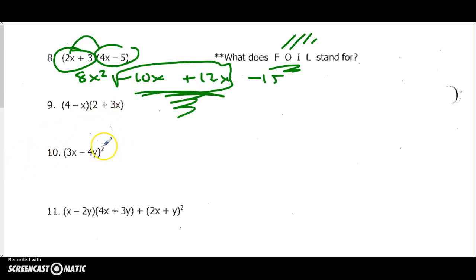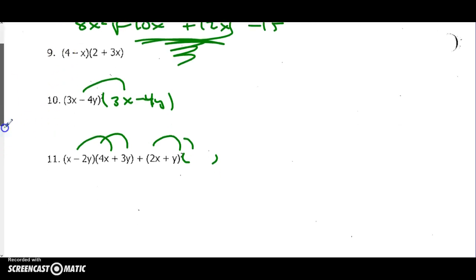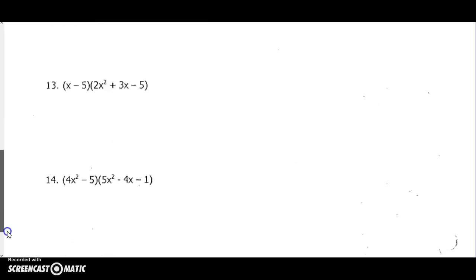Not much else. The only thing is this here, 3x minus 4y. If it's squared, that means multiply it by itself, and then you FOIL your way up. Here you would FOIL this and FOIL this after you rewrite it, and then collect like terms across the terms. And that's about it here. More of the same, nothing new.